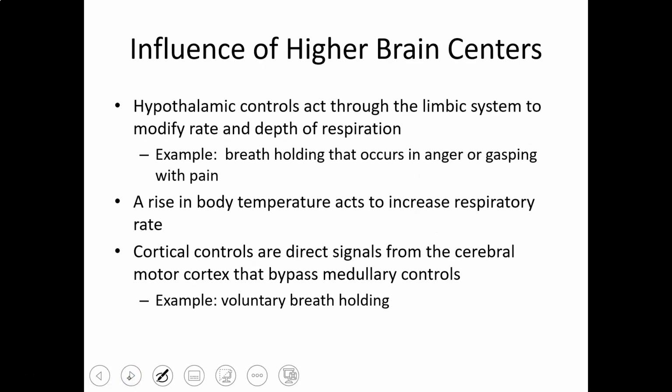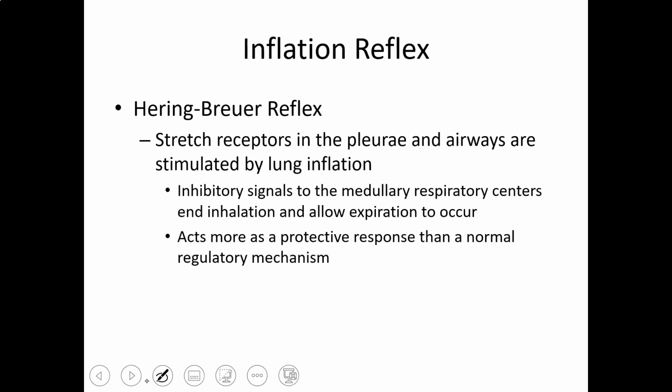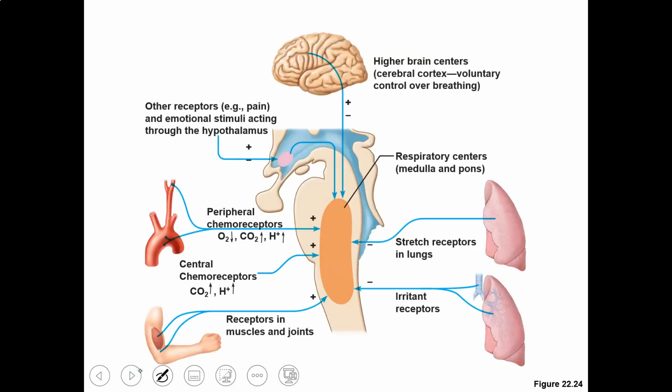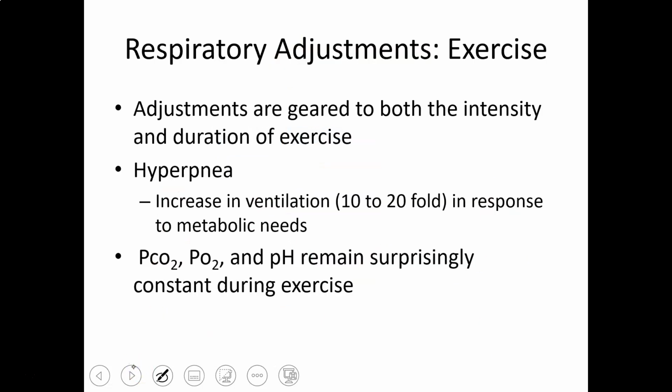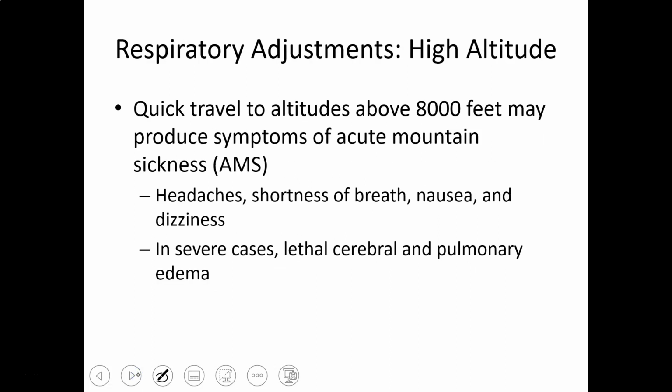You can change breathing with higher brain centers, like we did with holding your breath. We're not going to get into irritant reflexes. The Hering-Breuer reflex is a protective mechanism, so you can't overinflate your lung. And not super worried about that. We're going to go through exercise here. Not worried about that. We just talked about alpha.